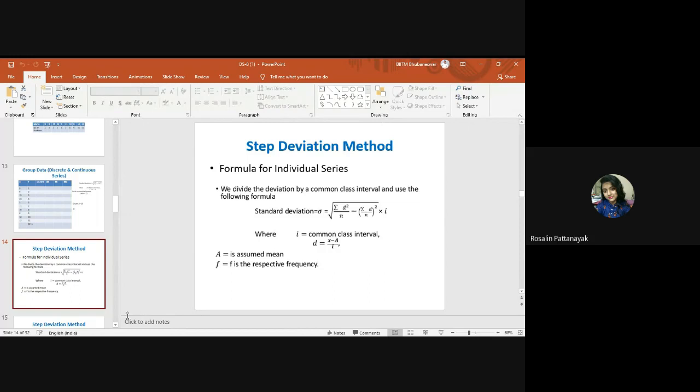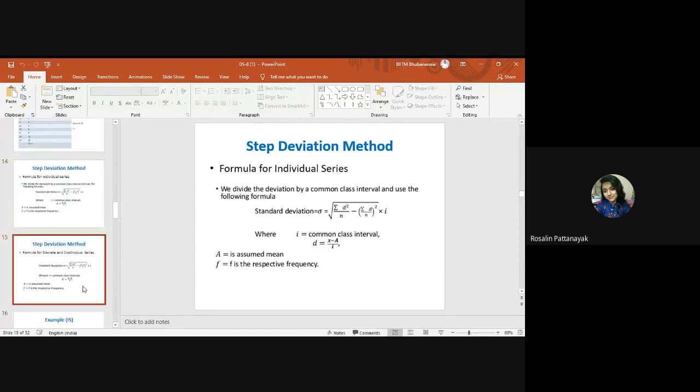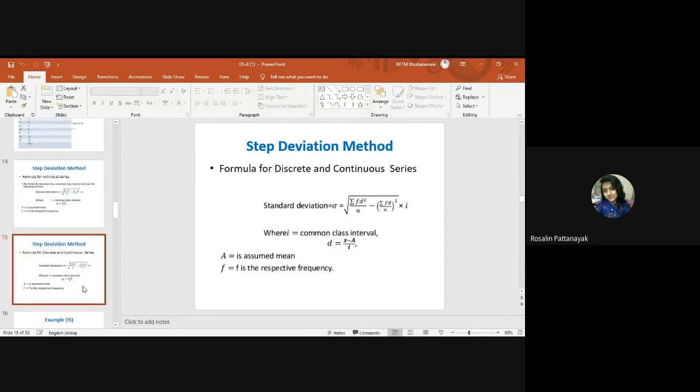Moving to group and continuous series, or you can say the formula for discrete and continuous series, where sigma equals square root of sum of fd square divided by n minus sum of fd divided by n whole square, into I. Here the same notation: I stands for common class interval or common factor, d stands for deviation, that is x minus a, where a stands for mean, divided by I. I repeat, a stands for mean, and the last one is f, which stands for frequency. Just note that, then we'll proceed to examples for individual, discrete and continuous series related to step deviation methods.